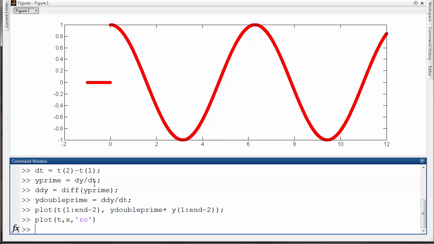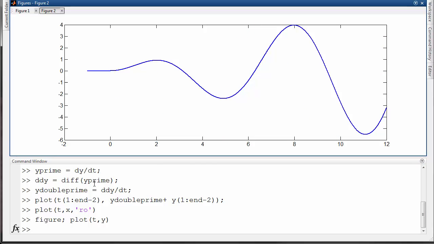Now, what we have plotted is not the solution; it's just the forcing function. If we want to see how y evolves with respect to time, I would make a new plot. So figure and new plot of t versus y. And here we see this is a sine wave that has an envelope that is increasing linearly with t, right? This is t times sine of t.